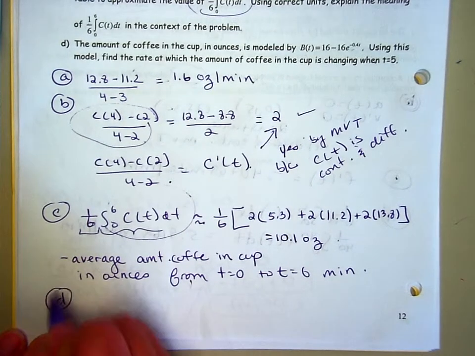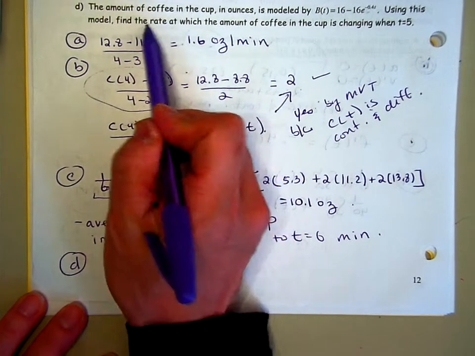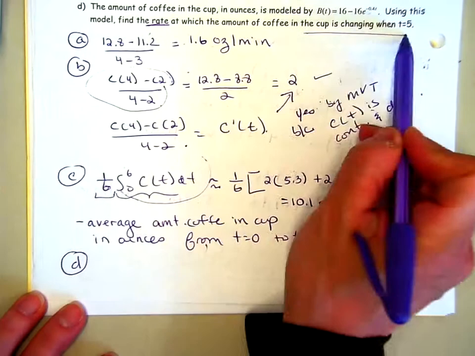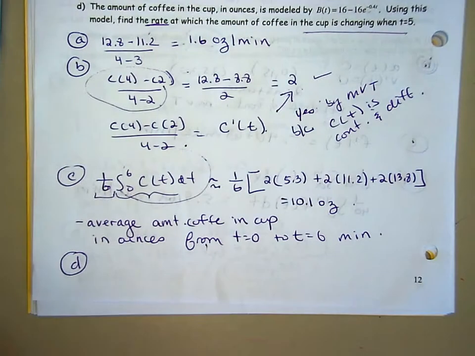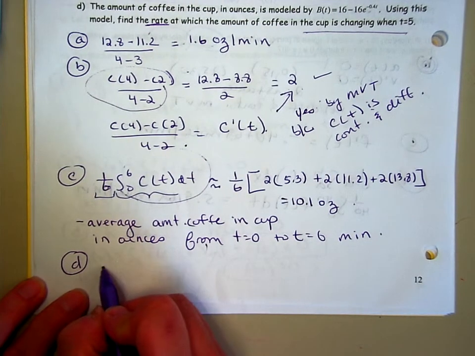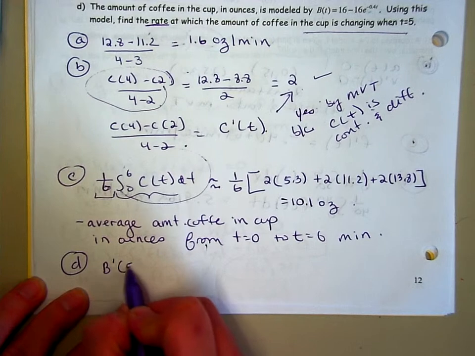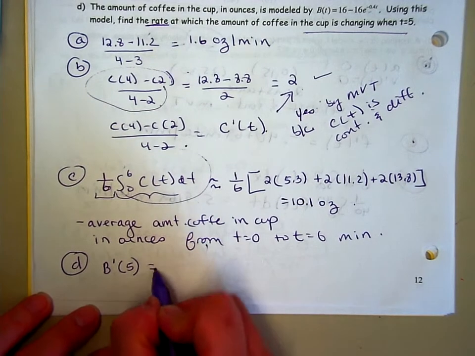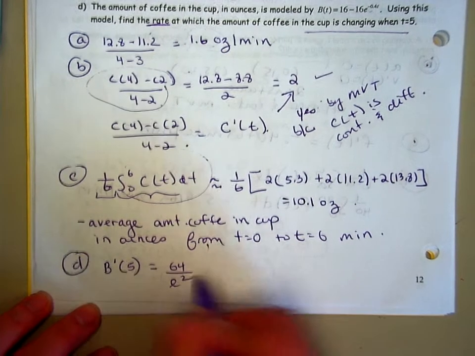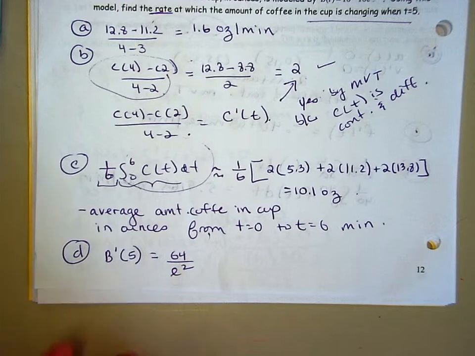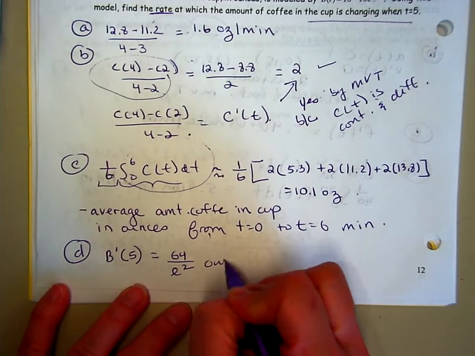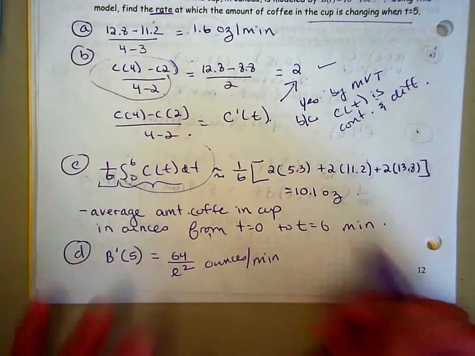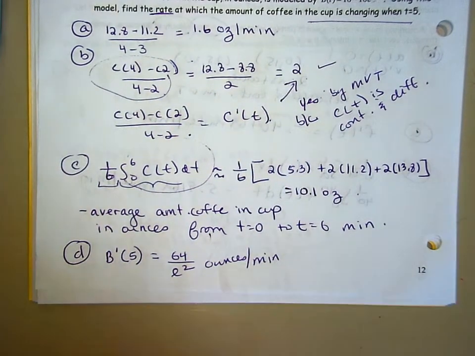Okay. Lastly, part D, find the rate at which the amount of coffee is changing. The rate is your derivative. They give you an equation for B. Use your calculator to figure out what B prime of 5 is. I actually got an exact answer, but you can figure out what this is in a decimal. It should be ounces per minute. So you can use the calculator. You can do it by hand. It's not that bad. And that's it.